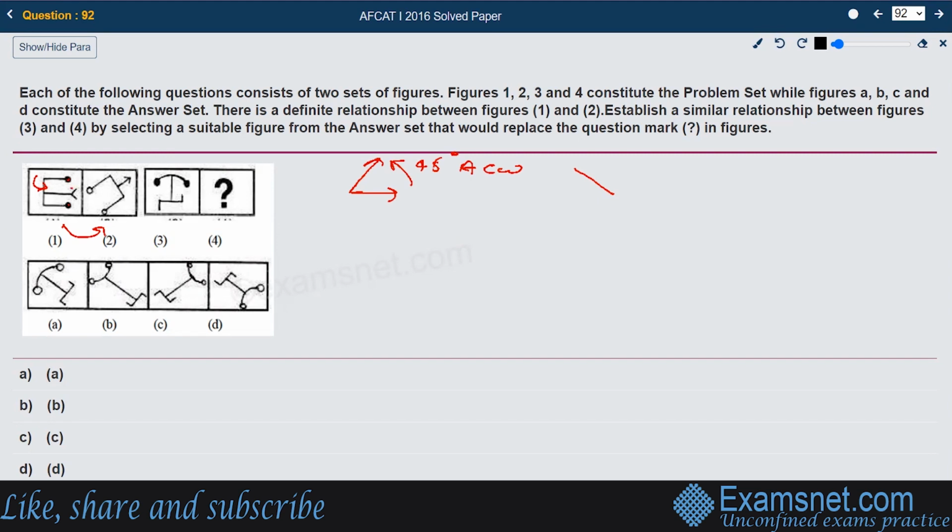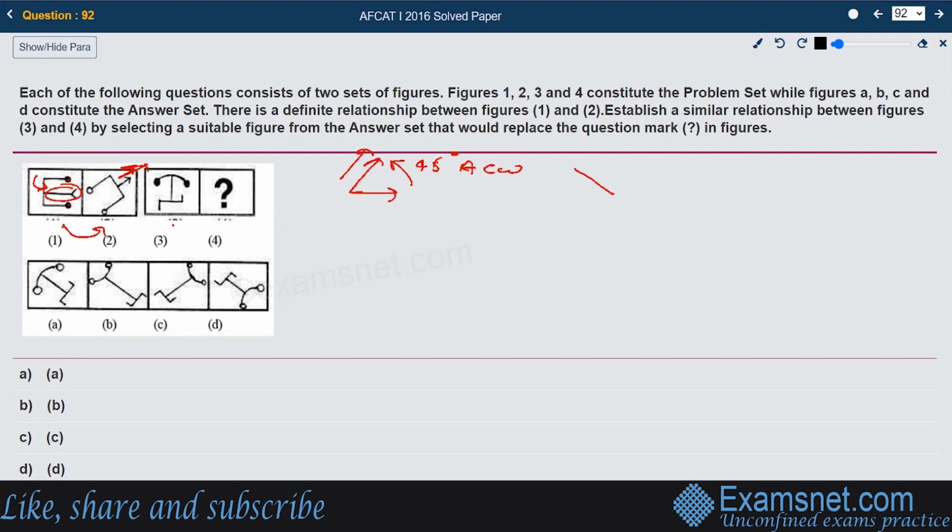Another thing that they have done is, whatever is the center figure, they have just taken the mirror image of that, and they have connected over it. So this used to be an arrow. If you make a mirror image of this arrow, it is pointing towards the same side that is achieved by turning 45 degree anti-clockwise.